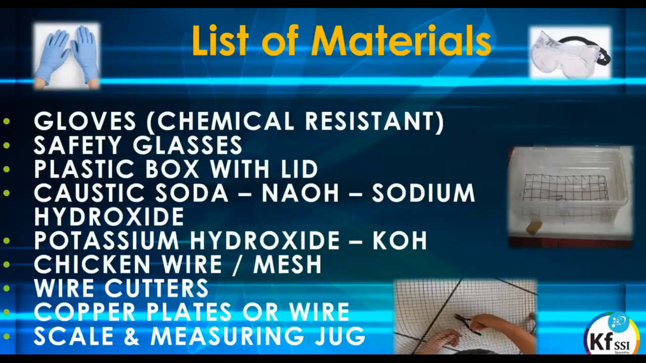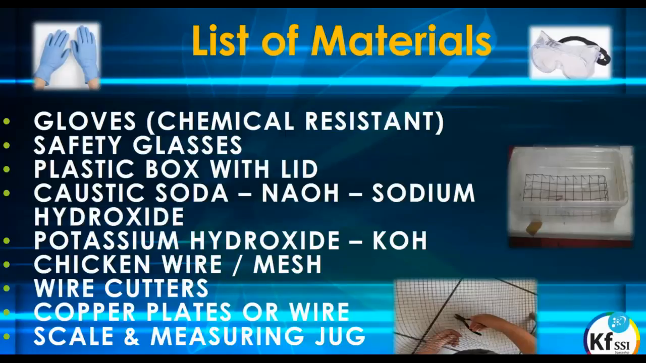So what one needs is a pair of gloves, very essential, chemically resistant gloves, not cotton gloves or any other type of gloves. Safety glasses, a plastic box with a lid, and then you will need your caustic soda, or sodium hydroxide, and then potassium hydroxide, chicken wire mesh, wire cutters, your copper plates or wire, or any other copper device you want to nanocoat, a scale to measure how much caustic soda you're going to be using, and a measuring jug for your water. So these are the things that one has to put together first.